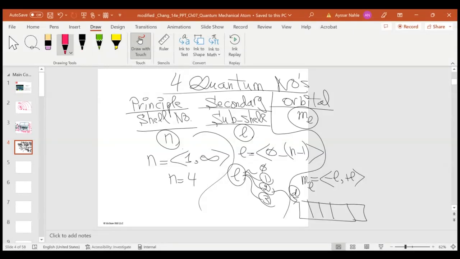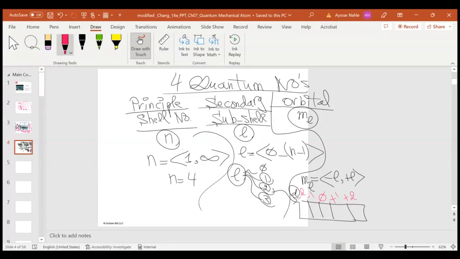Now, how are we going to label it? This will start from minus 2, right? Minus 1, 0, plus 1, plus 2. Is it clear? So it goes from minus l to plus l. If it is s, l is 0, it goes from minus 0 to plus 0, so ml will be only equal to 0.